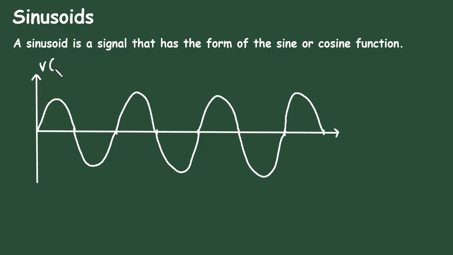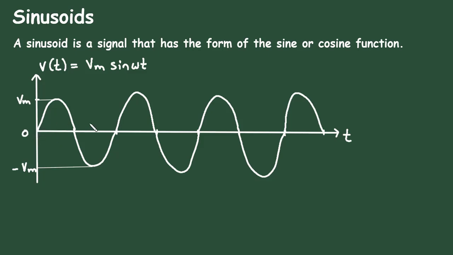So let's say it is V of t, and it is equal to Vm sin omega t, where Vm is the maximum voltage, omega is the angular frequency, and t is the time. So here on this x axis, this is time t, and here this will be Vm, that is maximum voltage. And here on this negative side, this will be minus Vm, and this will be 0.